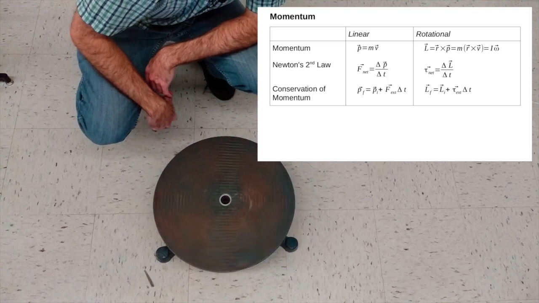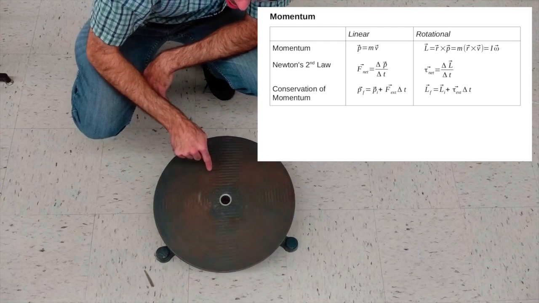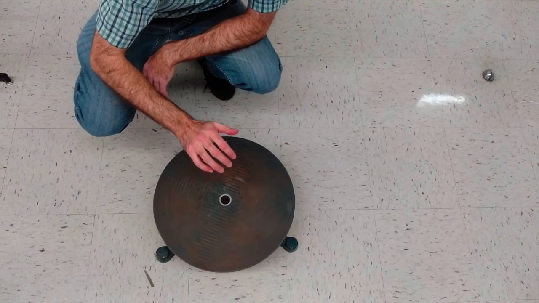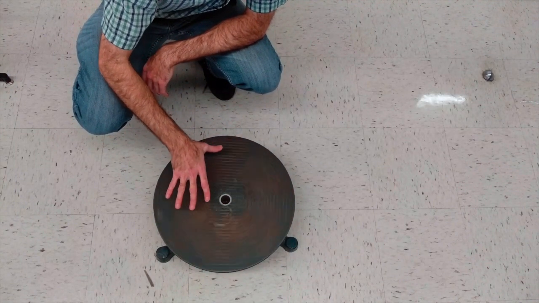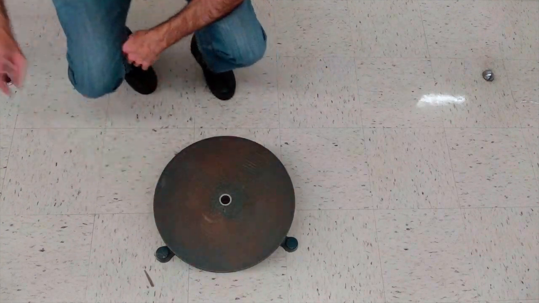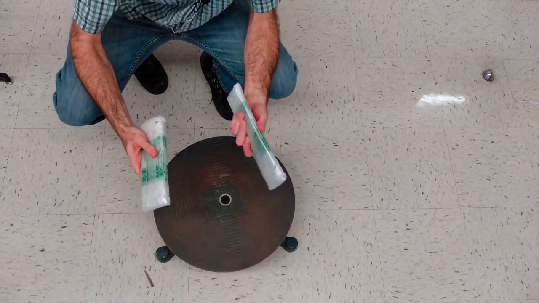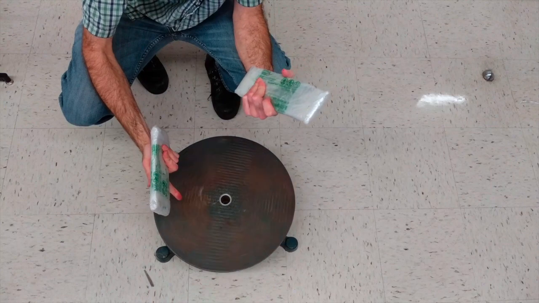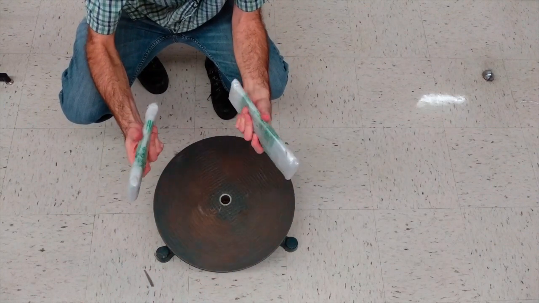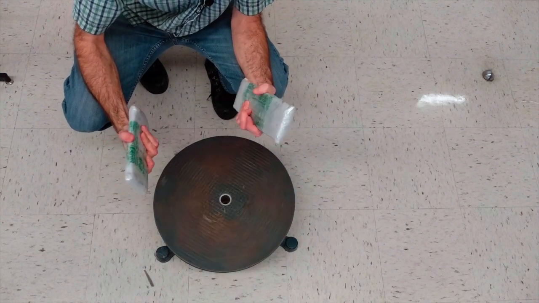So now it's rotating. Now, a classical thing that we can do is change the angular, or the rotational, inertia of this platform. What if I add some masses to the edges? So now initially the system consists of a rotating platform and two masses that do not rotate. So initially there's only the angular momentum of the rotating platform.